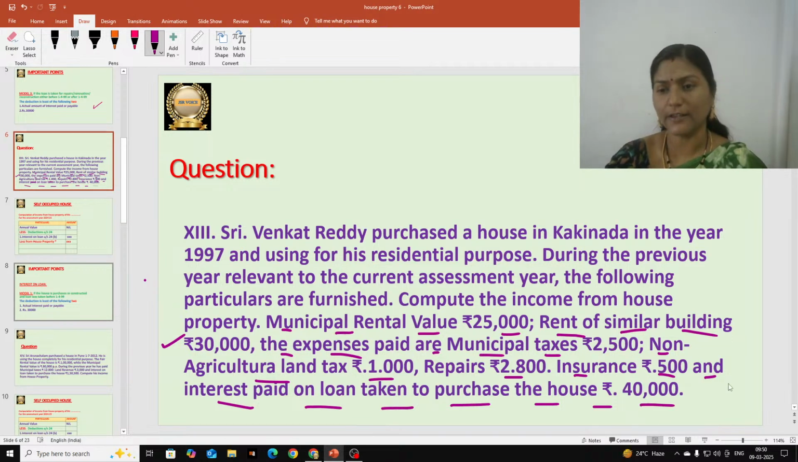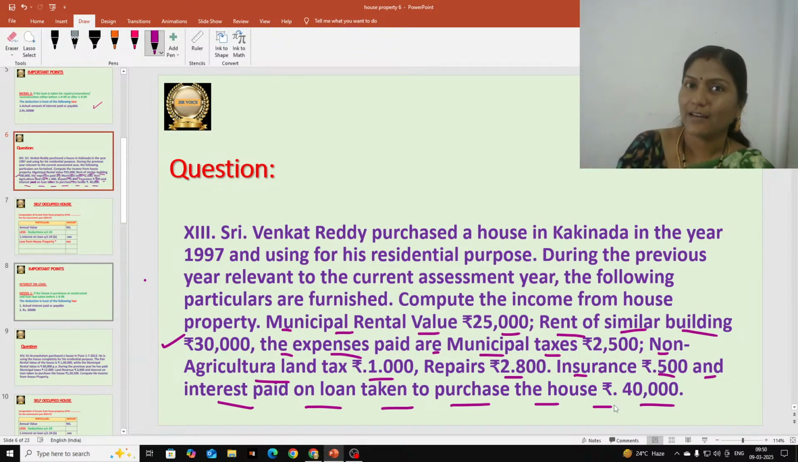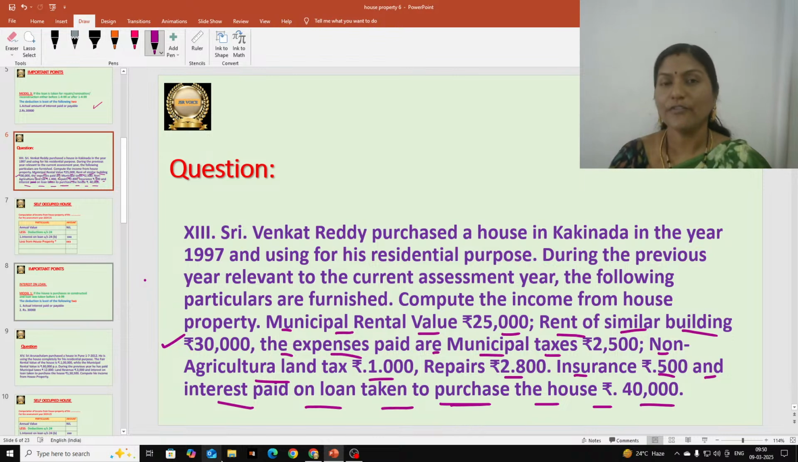So how much is it? 40,000. This is very important, students. 40,000 is the interest on loan taken to purchase the house. Here what you have to see is why the loan was taken. To purchase the house. We have three models. If the loan is taken for purchasing or constructing the house, we use only the first two models. The third model is for repairing, renovating and reconstructing the house. We are not going to take the third model now, because the loan is taken for purchasing. So either the first model or the second model we are going to apply.